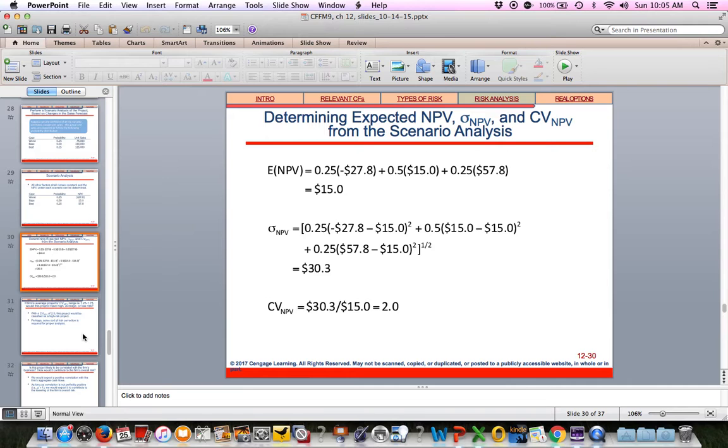And what we can do then is calculate the standard deviation and the coefficient of variation on that. You can see here what they're doing is taking the three weights, 25, 50, and 25, multiplying those by the three different NPVs and getting my base case of 15. And you can then calculate the variation. So my standard deviation of all that is what this is, the standard deviation sign. And so we get 30, and then my coefficient of variation is 2 when I do that.